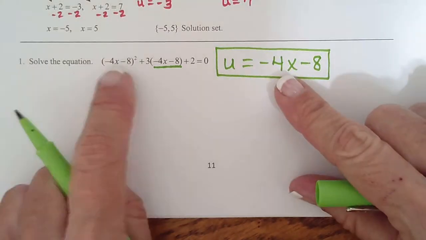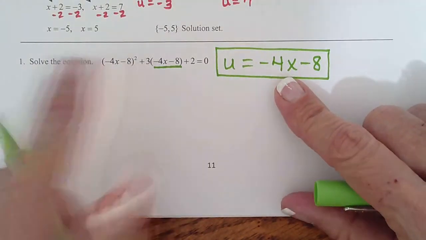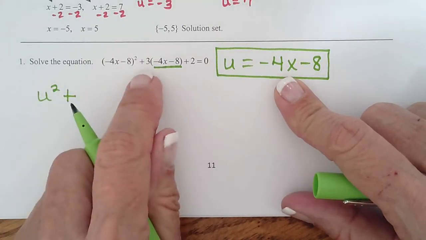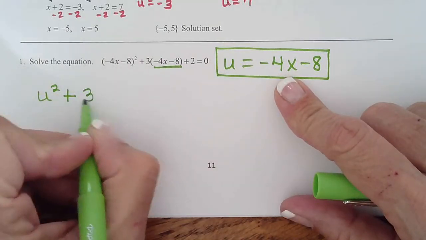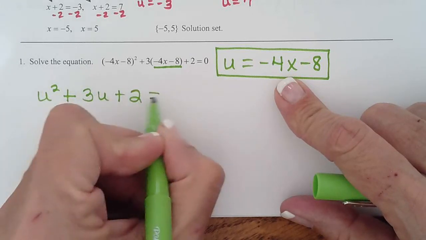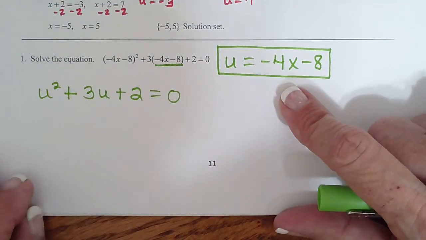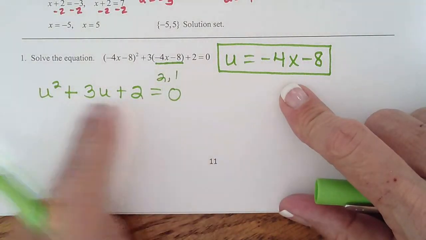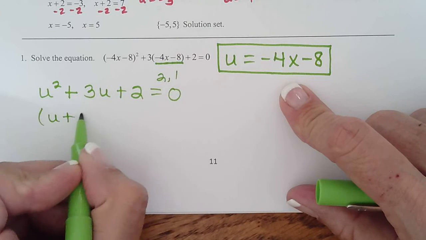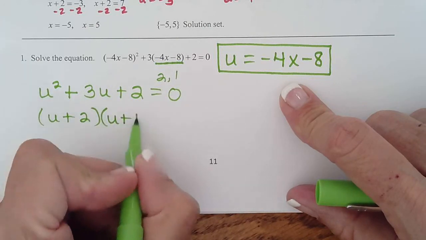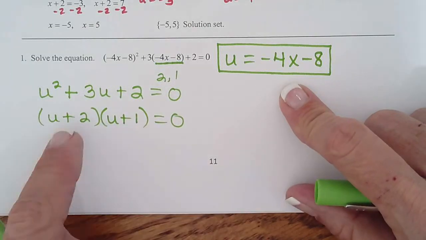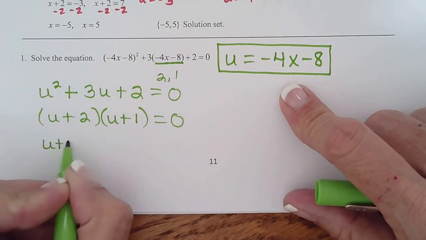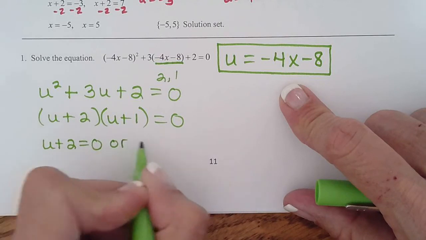So this is going to be 4x minus 8 is u squared plus 3u plus 2 equals 0. And then we just have a simple little double bubble problem. Factors of 2 that add to 3 are 2 and 1, all positive signs, so u plus 2, u plus 1 equals 0. If a times b equals 0, either a is 0 or b is 0.